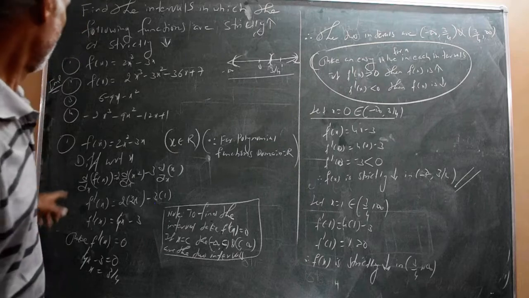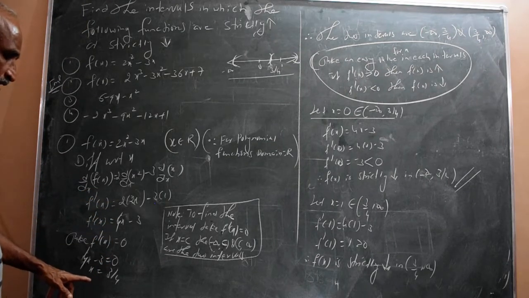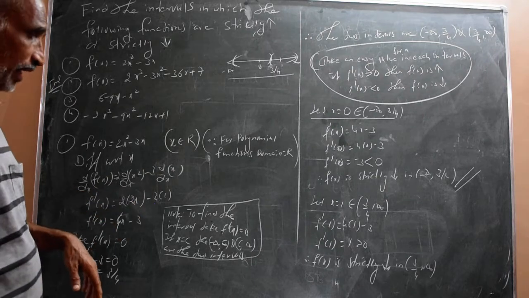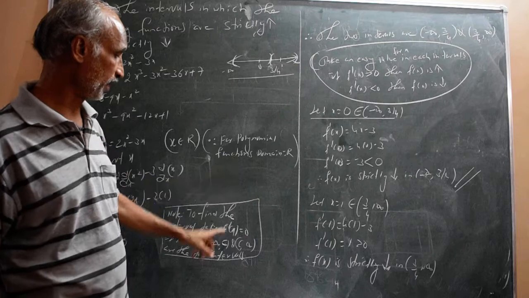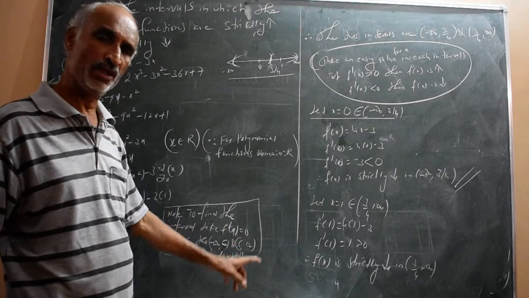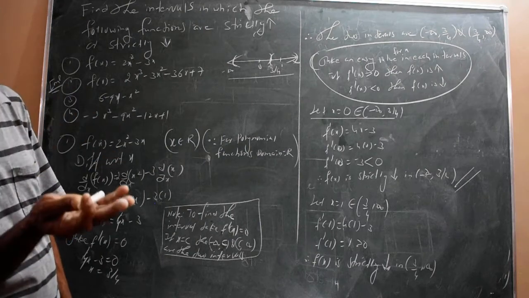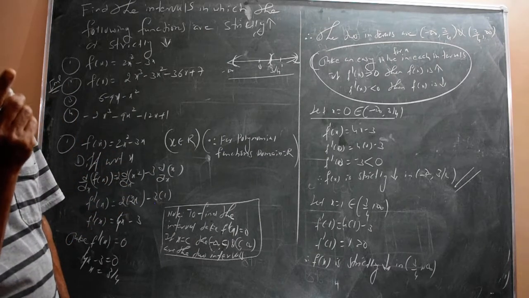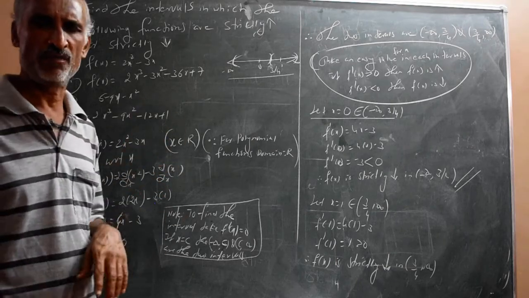After equating f dash of x to 0, you are getting some x values, and on the basis of the x value, x is c, you are getting two intervals: minus infinity to c and c to infinity. So left of c one interval, right of c another interval, where x is equal to c is the value obtained by taking f dash of x is 0.